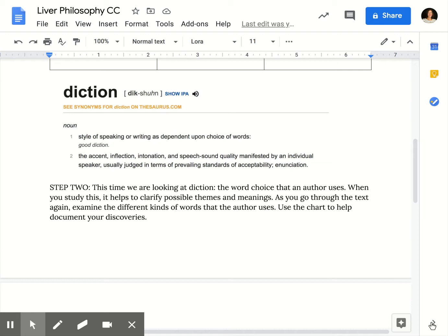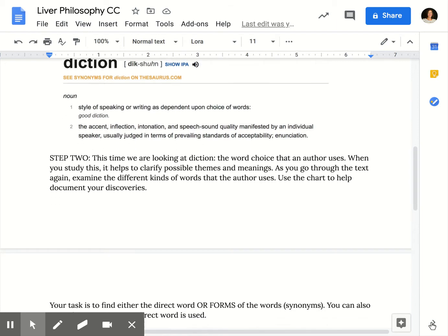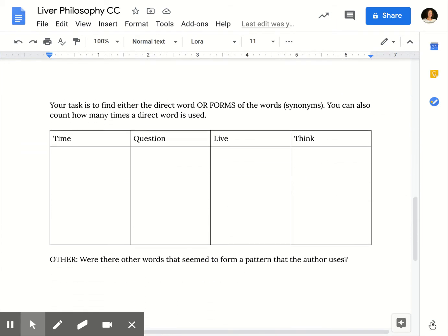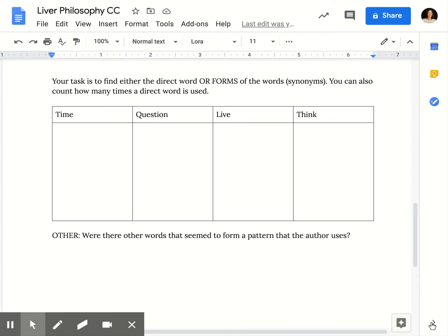So when you start to notice patterns in words, where you can kind of categorize them, they might put together a different theme. That's why you can support an idea when you notice these word choices. And so we're going to practice this activity using the liver philosophy. And you are going to look for either the direct word used and count how many times the author would use it. And then you also are going to look for a form of the word.